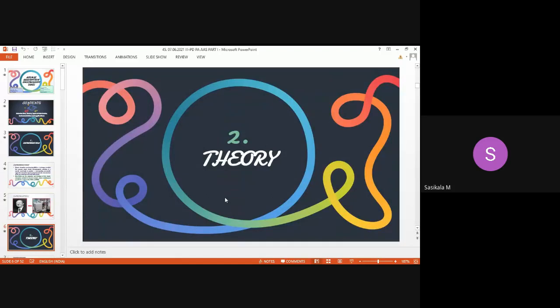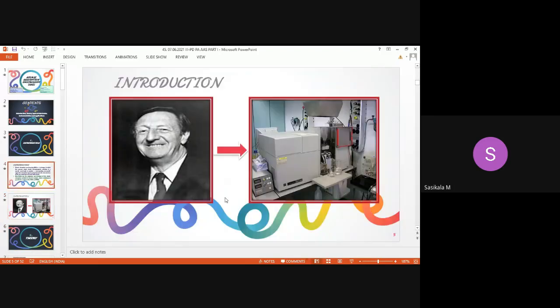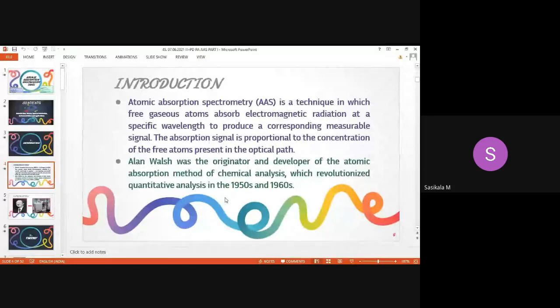Now let's move on to the theory. So now you know what atomic absorption is overall and who discovered atomic absorption spectroscopy. Alan Walsh discovered and developed the atomic absorption method between the 1950s and 1960s, around 1955. And what is atomic absorption? Free gaseous atoms absorbing electromagnetic radiation to produce the spectrum, and the spectrum looks like a UV visible spectrum only.